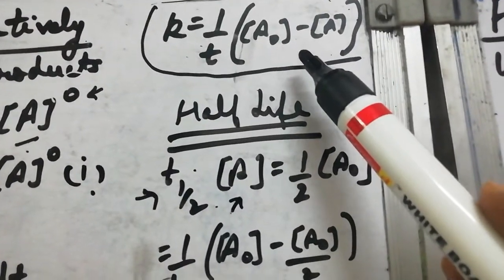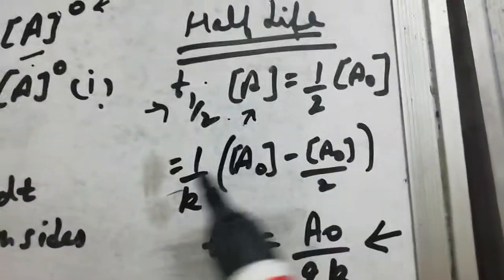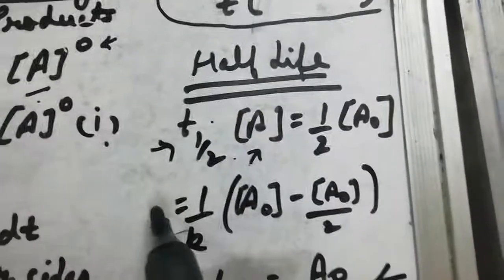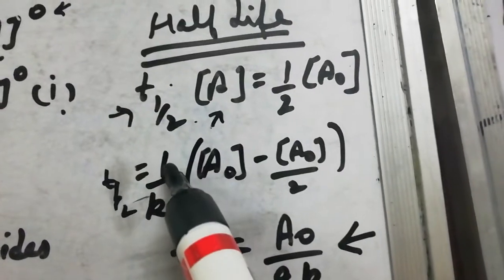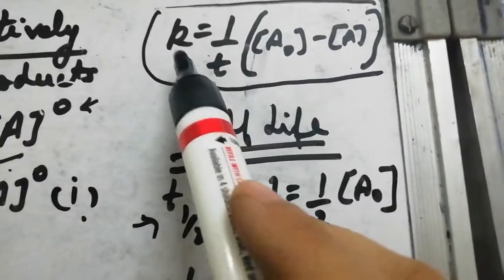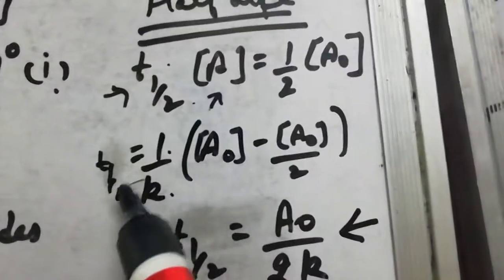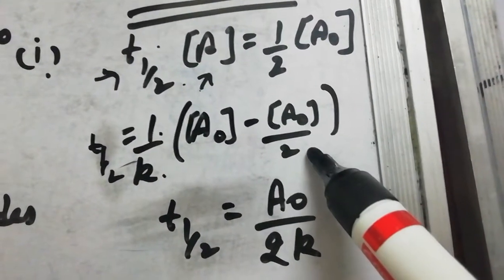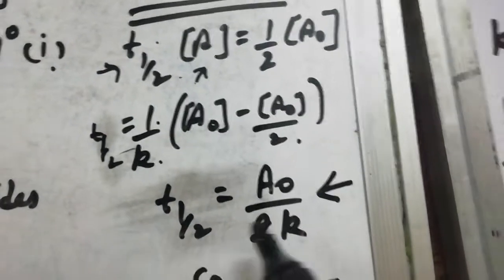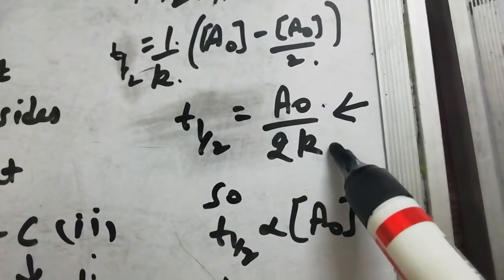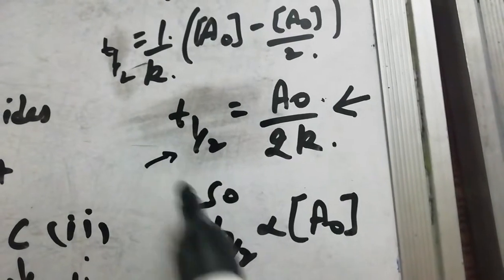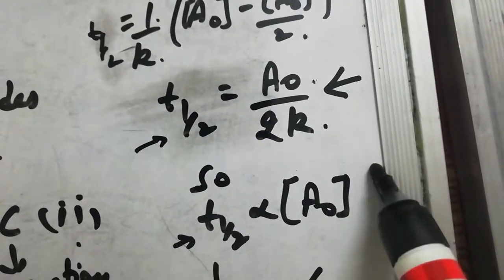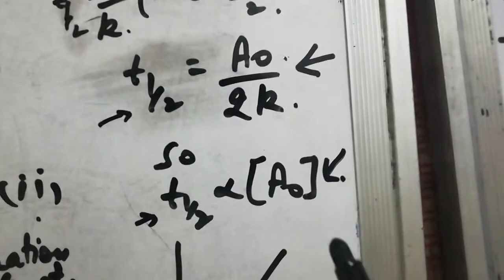So putting this value in the above equation, that is the integrated rate equation, what we will get? At place of t we will put t half. t half is equal to 1 upon k. We have taken k on this side and t on that side. t half is equal to 1 upon k, A naught minus A naught upon 2. So t half will come out to be equal to A naught upon 2k. So from this equation we can see that t half is directly proportional to the initial concentration of the reactants.